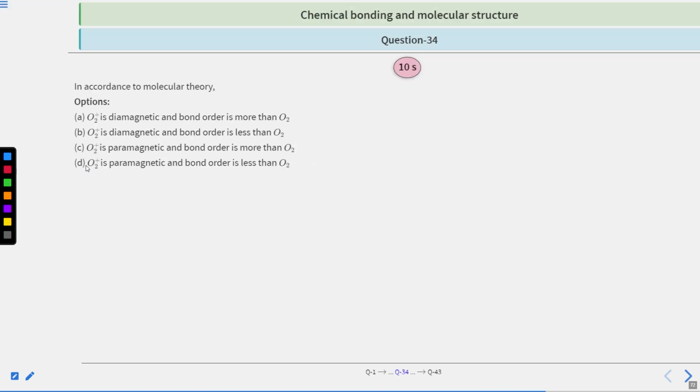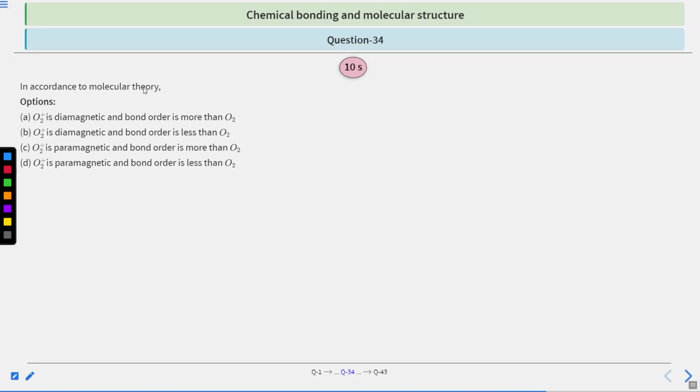Moving on to next question, question number 34. So in accordance to molecular orbital theory, options are: O2 positive is diamagnetic and bond order is more than O2. O2 positive is diamagnetic and bond order is less than O2. O2 positive is paramagnetic and bond order is more than O2. O2 positive is paramagnetic and bond order is less than O2. You have 10 seconds to solve this question. After that, we will see the answer.